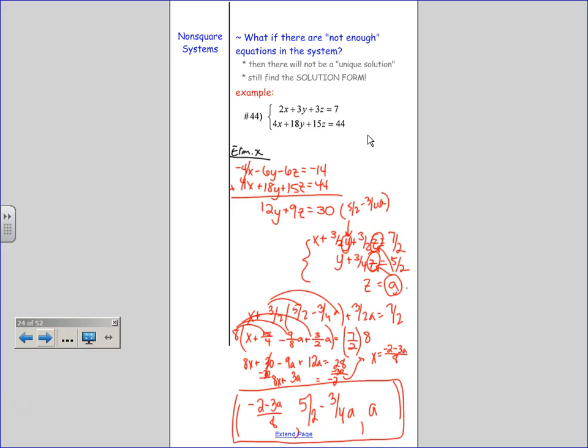Technically, sorry, I didn't even say the vocab, did I? This is called a non-square system. How come? Because we have 3 unknowns, but only 2 equations. A square system is 3 unknowns, 3 equations, 4 unknowns, 4 equations, 5 unknowns, 5 equations.